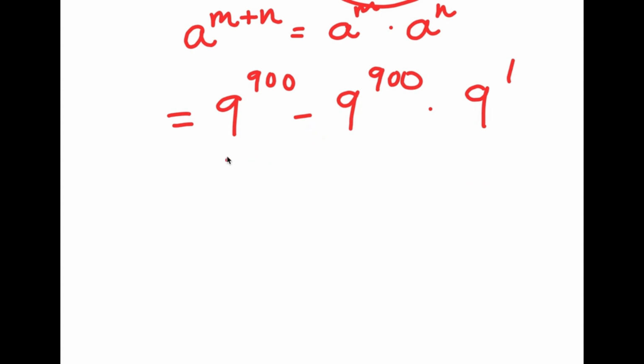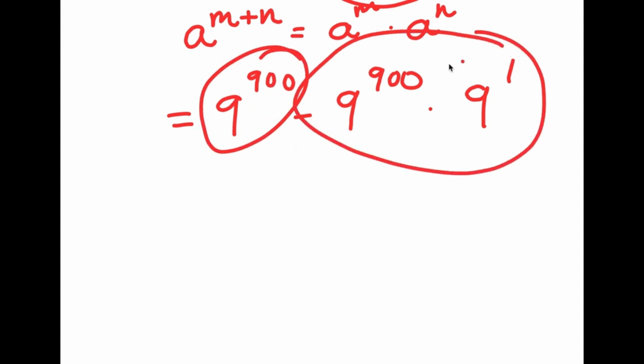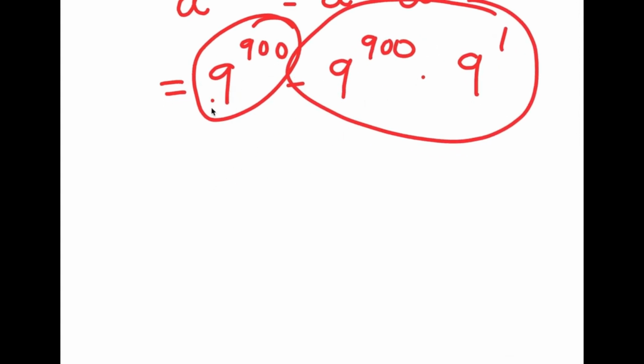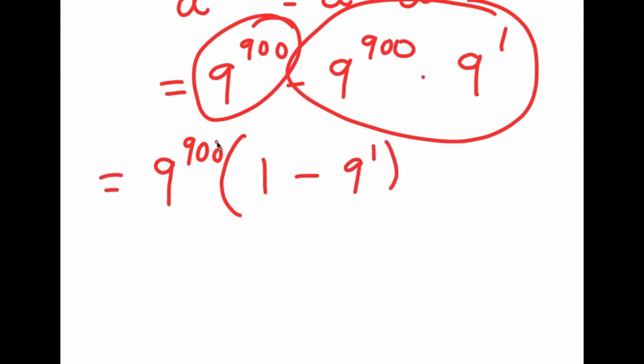Now from here, notice how we have two terms here. Our first term is 9 to the power of 900, and our second term is 9 to the power of 900 times 9 to the power of 1. So because both of our terms have 9 to the power of 900 in them, we can factor that out. So we factor out 9 to the power of 900, and we get 9 to the power of 900 times, 9 to the power of 900 divided by 9 to the power of 900 is 1, minus 9 to the power of 900 times 9 to the power of 1 divided by 9 to the power of 900 is simply just 9 to the power of 1. So I get 9 to the power of 900 times 1 minus 9 to the power of 1.